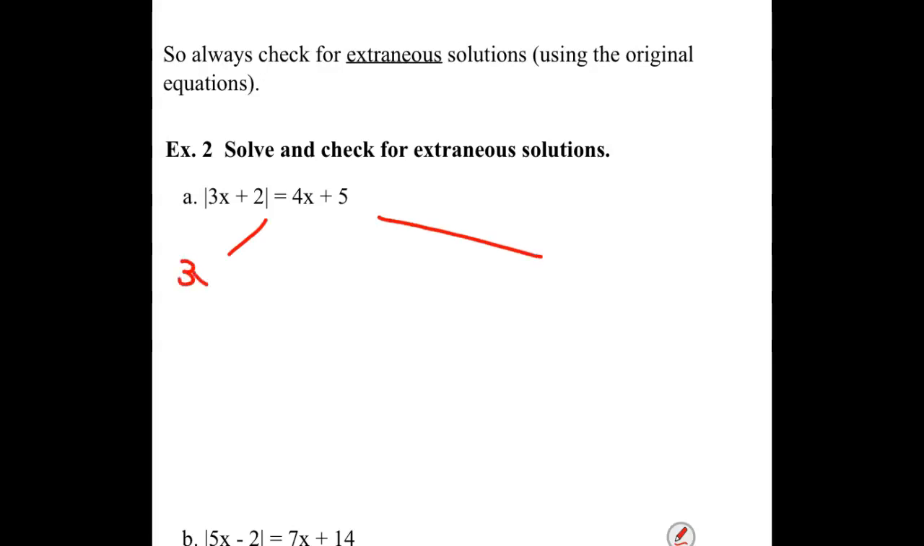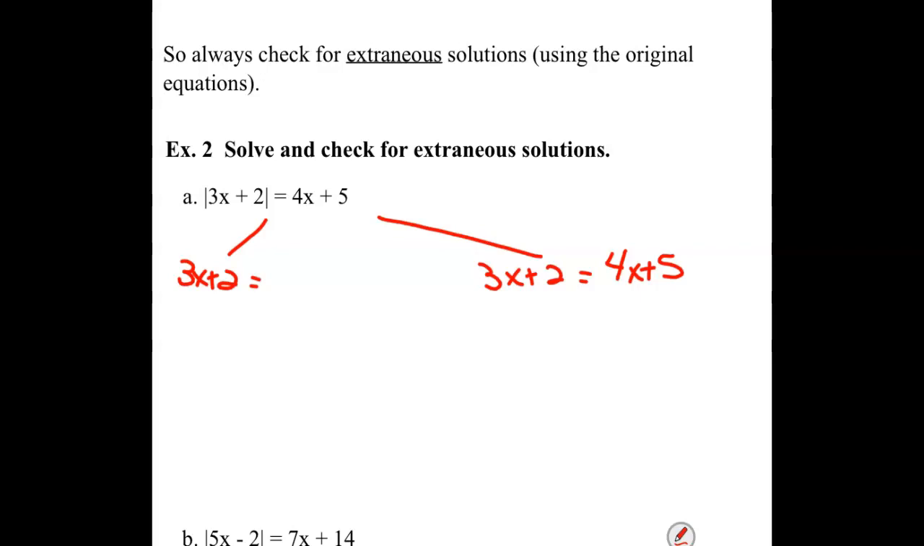We are going to have 3x plus 2 equaling something on this side. We're going to have 3x plus 2 equaling something else. For one of them, usually it's the one I put on the right, we just keep the positive version, right? We haven't changed anything. So it's going to equal 4x plus 5.